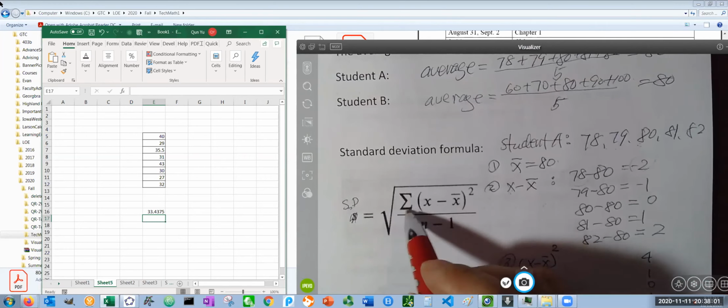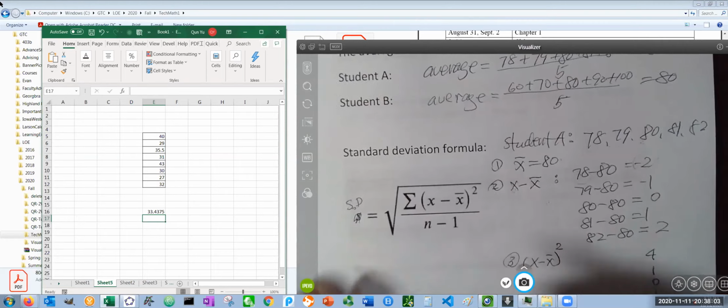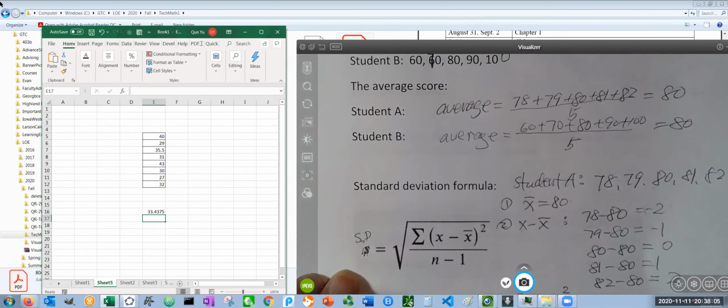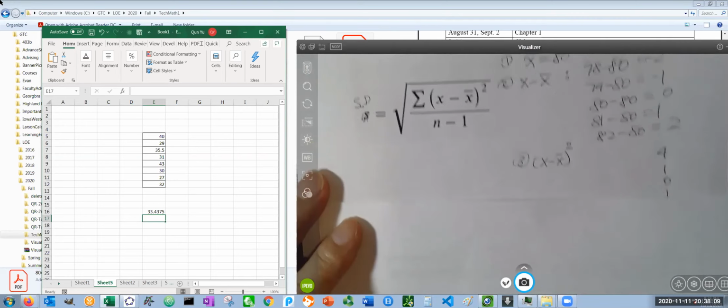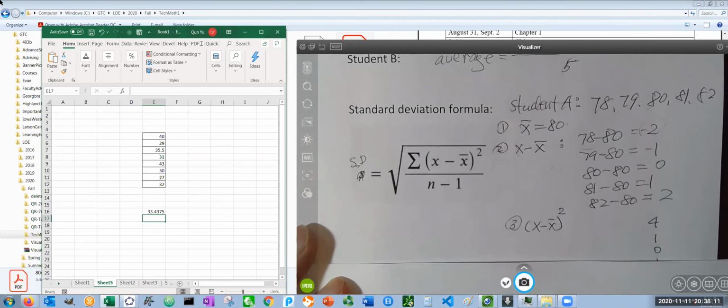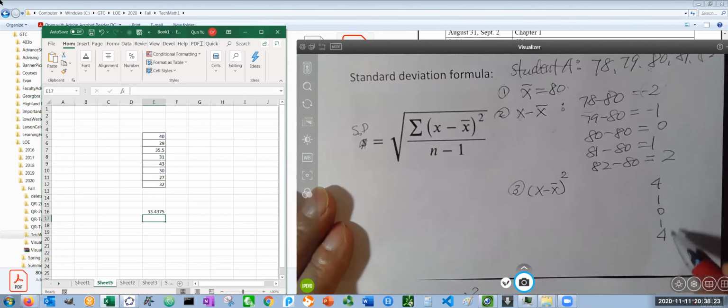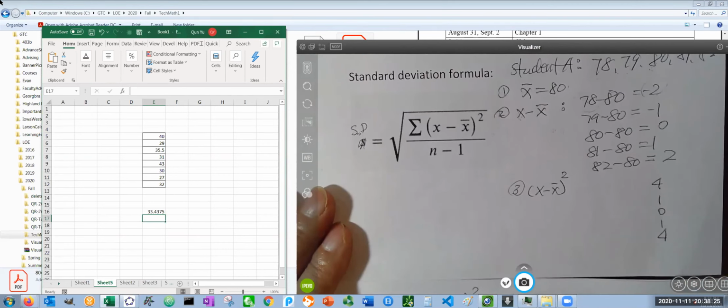Then we do this step, sigma. So maybe I move on to the next page. Yeah, I have a lot of room on the next page. So next step. Step 4, doing sigma. Sigma means summation. Add them all together, at the last step after you do all the squares. So we are going to add these numbers together: 4 plus 1 plus 0 plus 1 plus 4 equals 10.